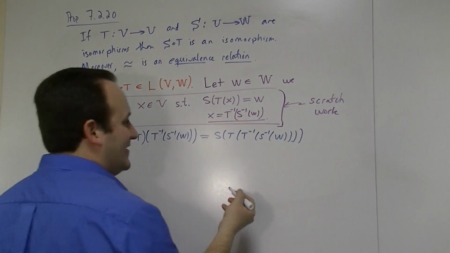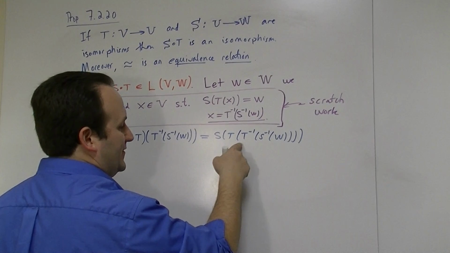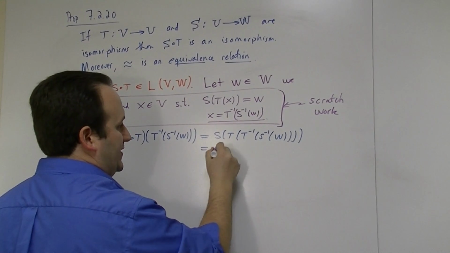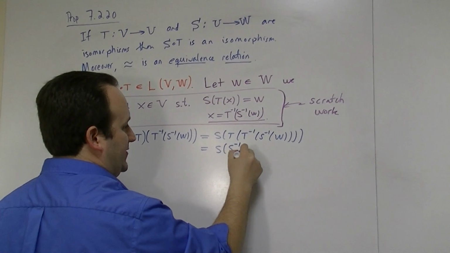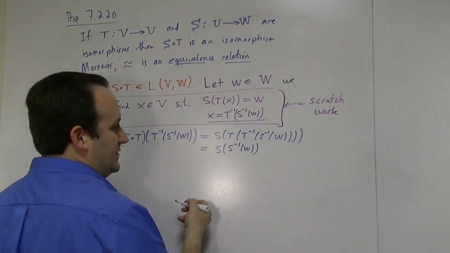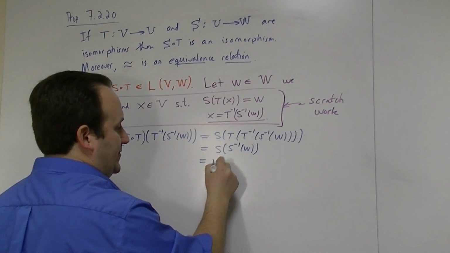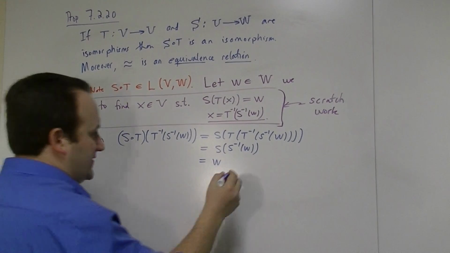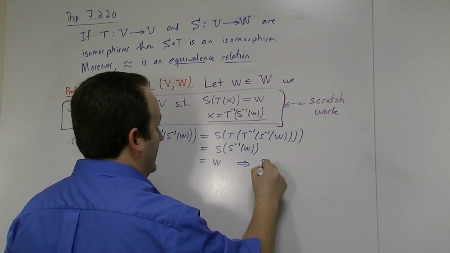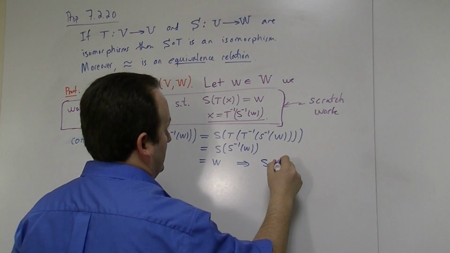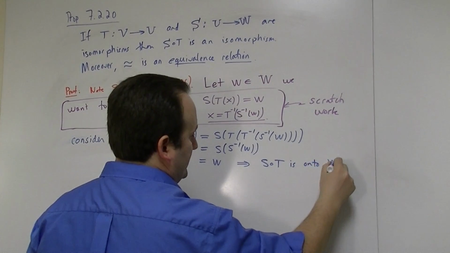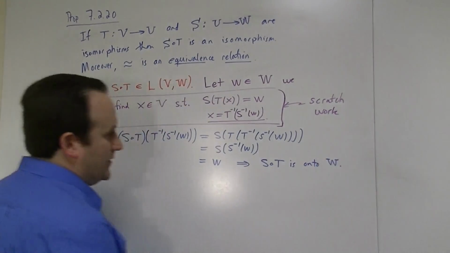First of all, T composed with T inverse gives you back whatever the input is, so that's S of S inverse of W by definition of inverse of T. And then that's just W again by definition of inverse of S. But that suffices to show that S composed with T is onto W, or it's a surjection onto W.